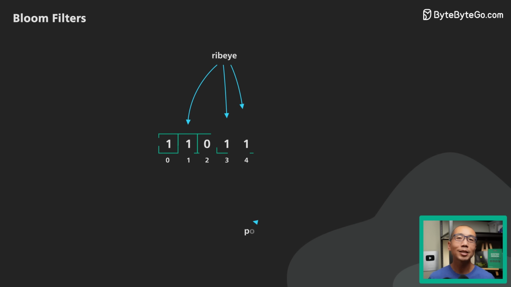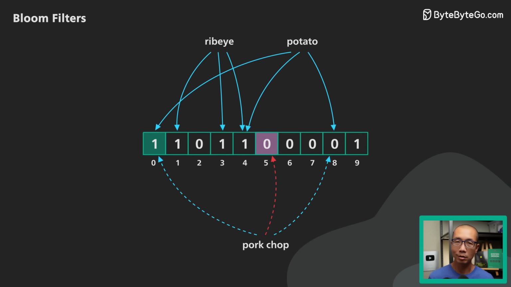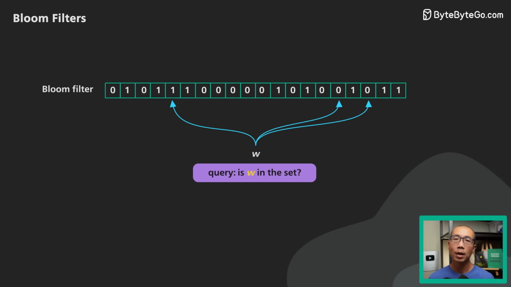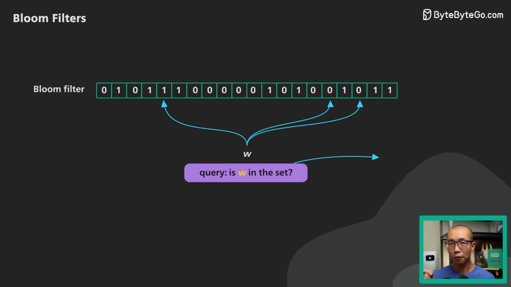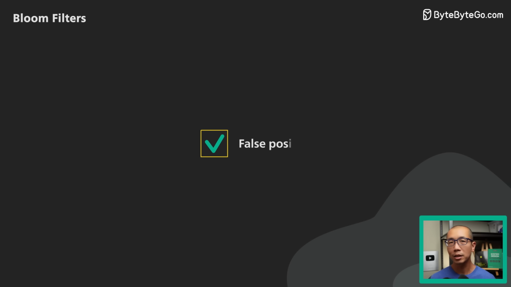A Bloom filter is a space-efficient probabilistic data structure. It's been around for 50 years. It is used to answer the question, is this element in the set? A Bloom filter would answer with either a firm no or a probably yes. In other words, false positives are possible. That is, the element is not there, but the Bloom filter says it is, while false negatives are not possible. That is, the element is there, but the Bloom filter says it's not. The probably yes part is what makes a Bloom filter probabilistic.